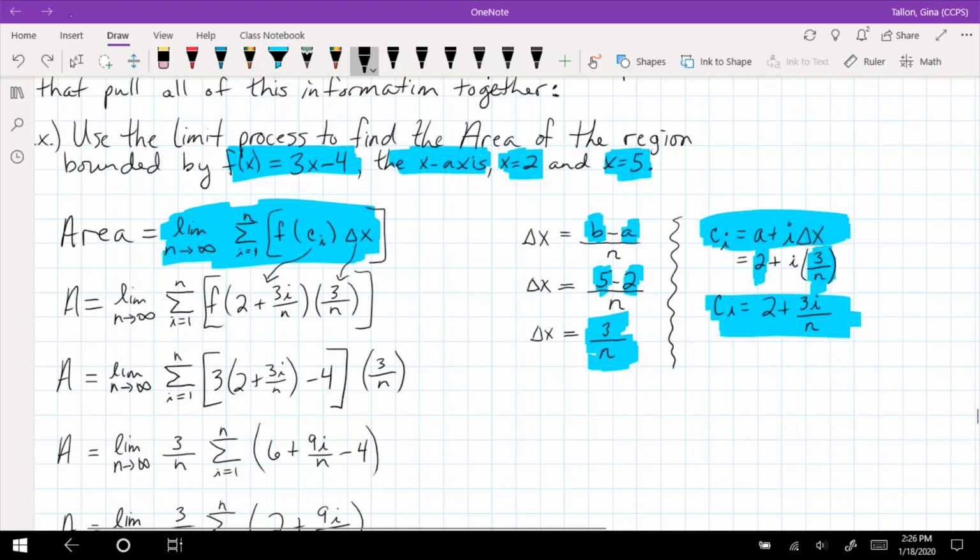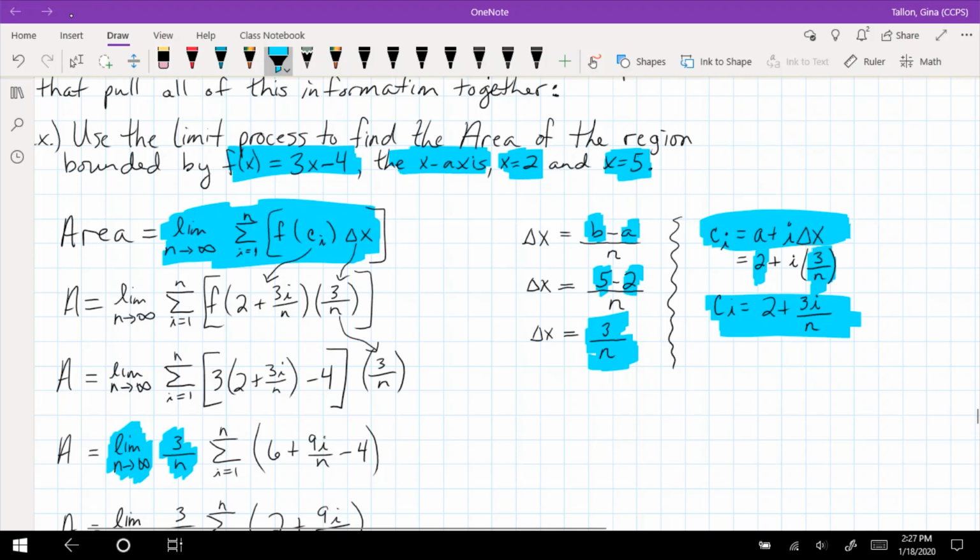Okay, and we're going to put the 2 plus 3i over n as our input into the function. So you see 3 times something minus 4, and the 3 over n is right over here, which is going to get factored to the outside of that summation in just a moment. Now here we go. This 3 over n is now over here, 3 over n. That gets tucked in, by the way, between the limit statement and the summation statement. Don't put it to the outside of the limit statement because this limit statement is what's going to make that n get evaluated. So you leave that there.